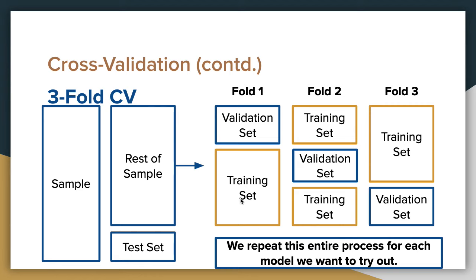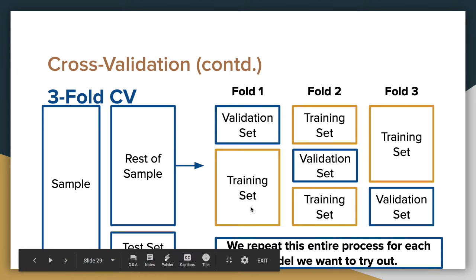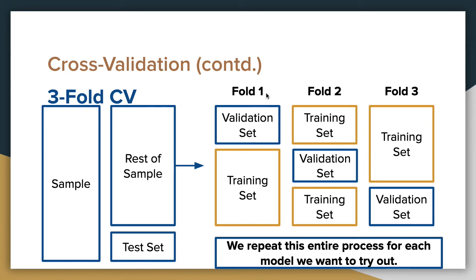So what does that really mean? That means you're only going to use your sets B and C to train your model. Once you've trained your model, you're going to use your set A to calculate a validation error for that model. Then you're going to move on to fold 2.